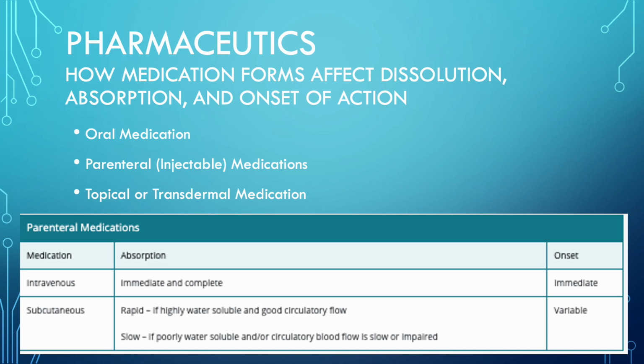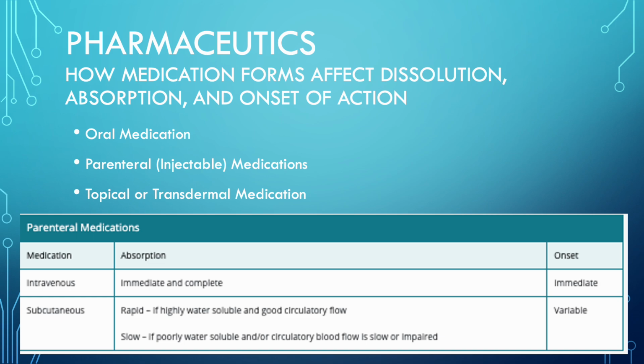This has such a weird spelling, but it's pronounced pharmaceutics. And that is addressing how various medication forms affect how it dissolves in our bodies. And how it dissolves can affect how fast it is absorbed and how fast it starts to work. How fast the medication starts to work is called the onset of action.